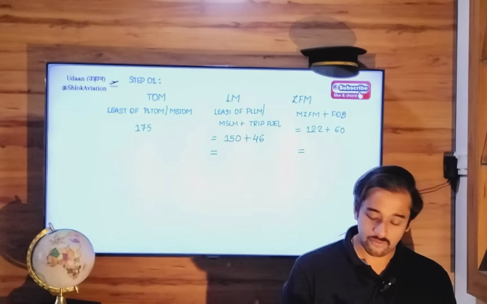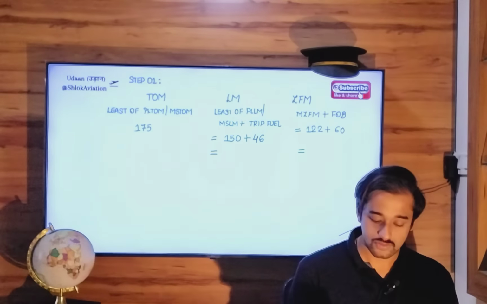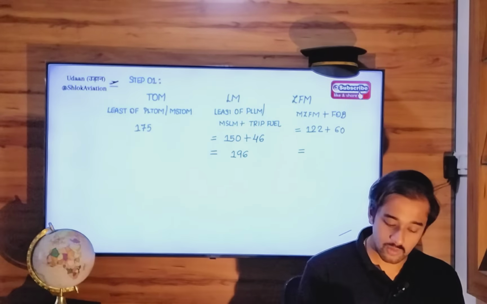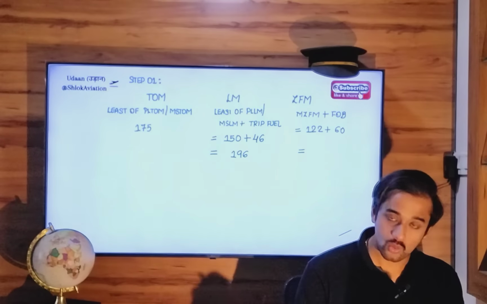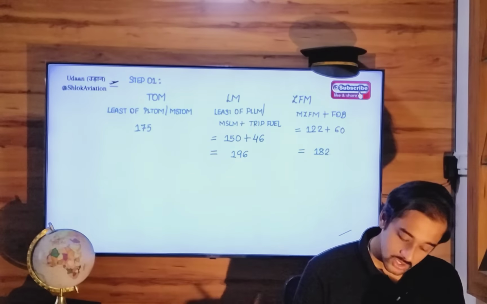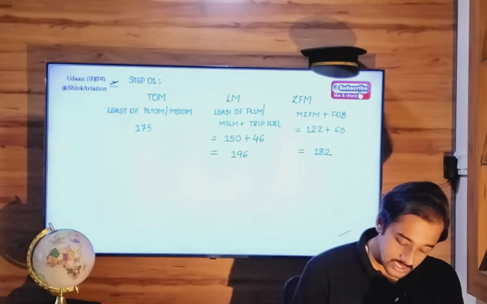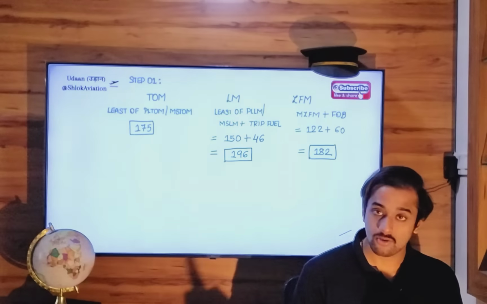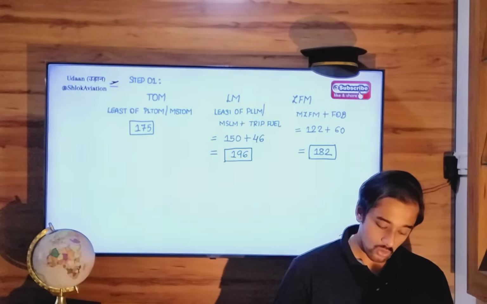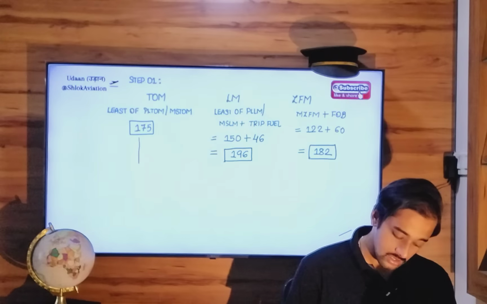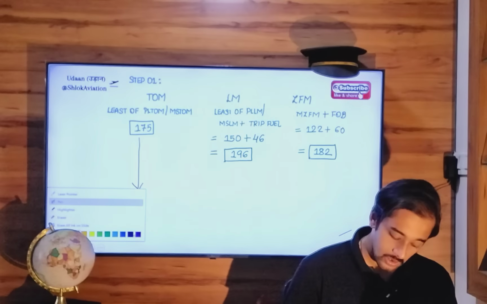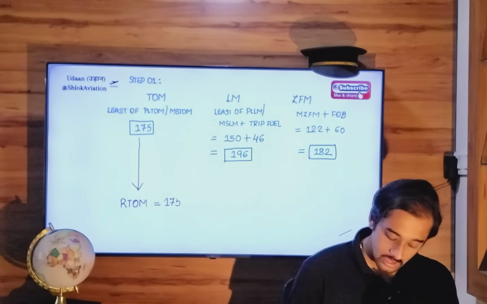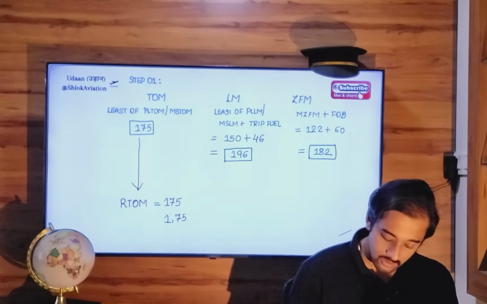So the final value is 150 plus 46, 196. Zero fuel mass: 122 plus 60, 182. Now we have three takeoff values: 175, 196, 182. Out of these three takeoff values, the least is 175. So this is going to be your regulated takeoff mass: 175, or 1,75,000 kg.